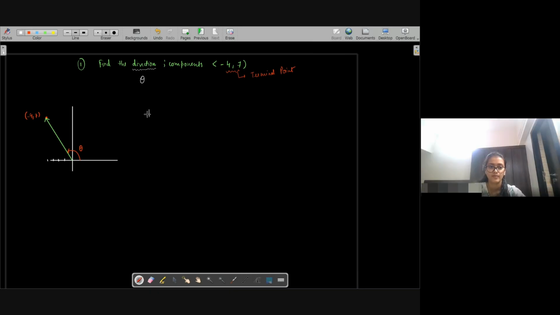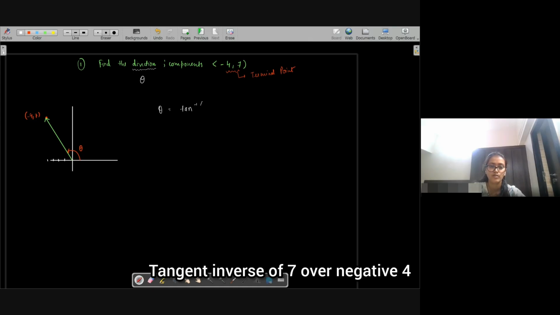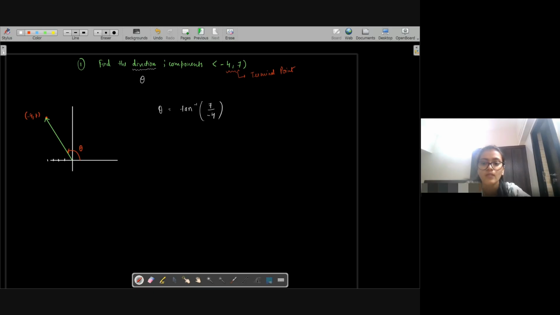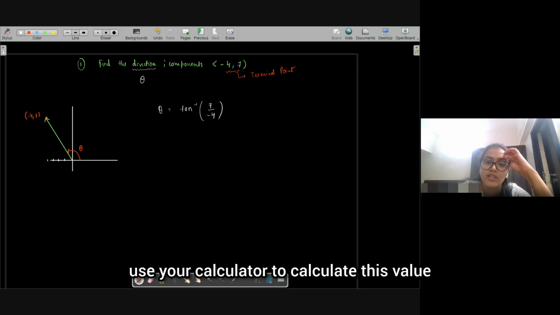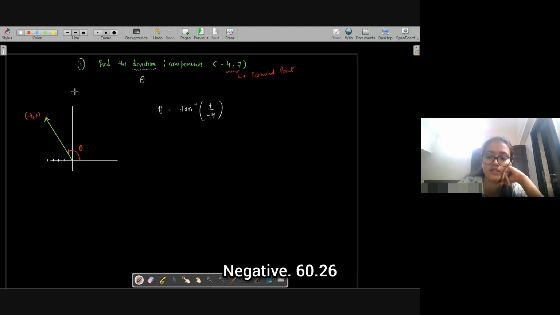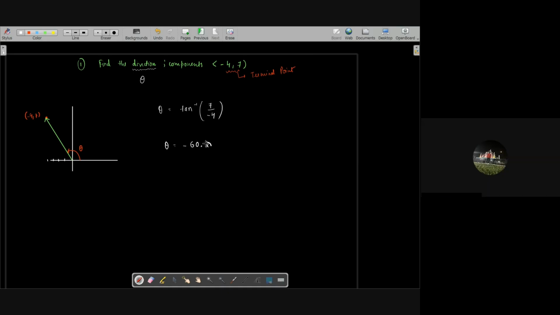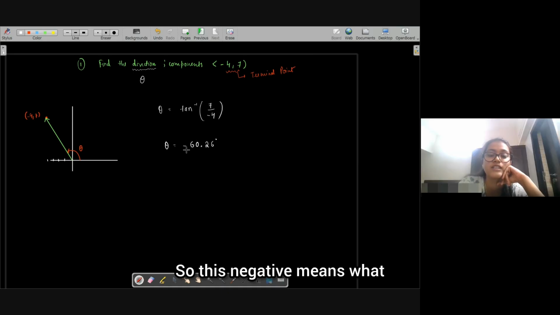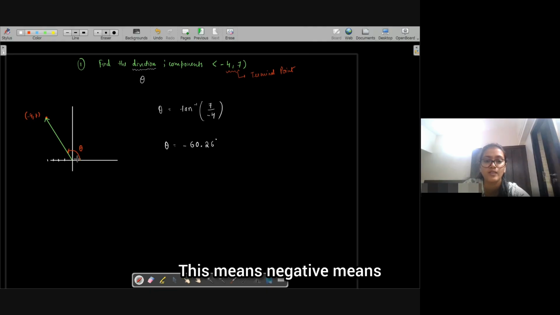So theta will be tangent inverse of 7 over negative 4. And you can always use your calculator to calculate this value. Tan inverse of 7 over negative 4 is negative 60.26. So what does this negative mean?